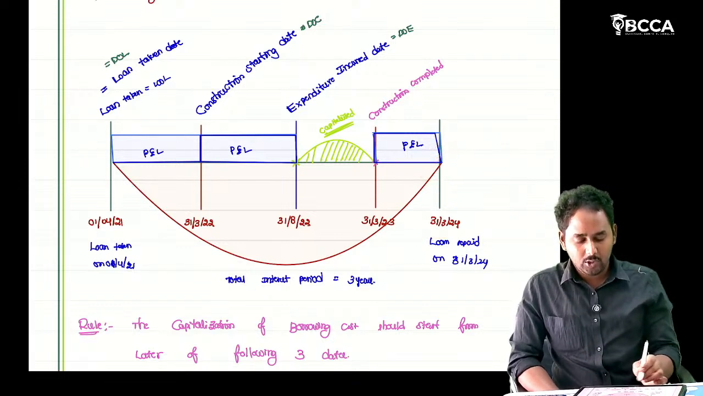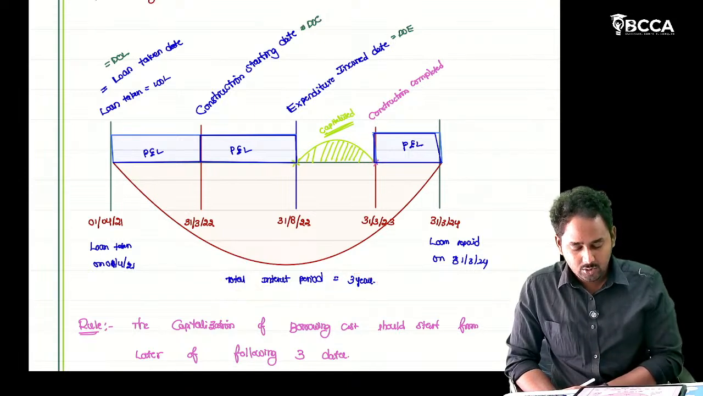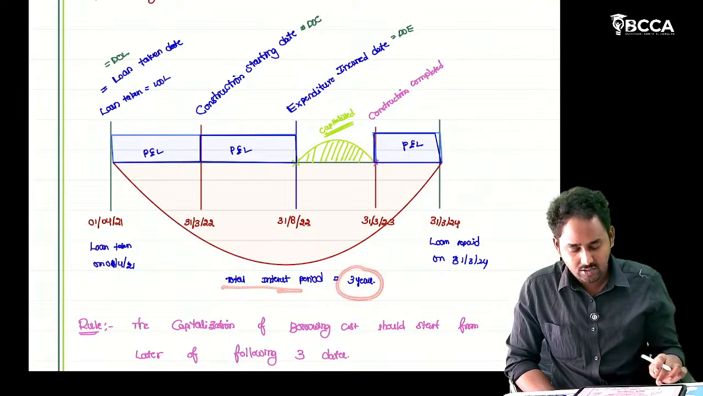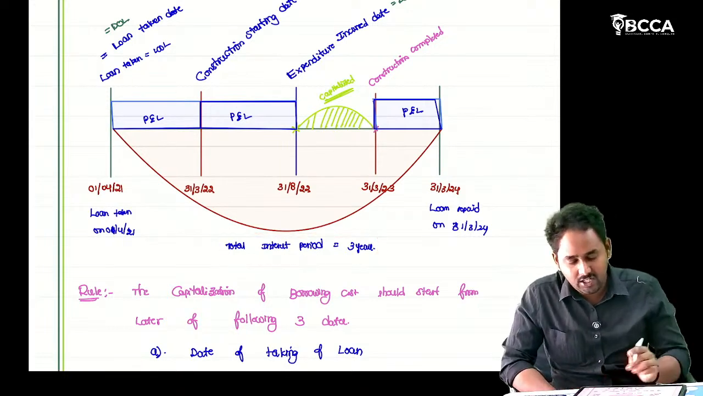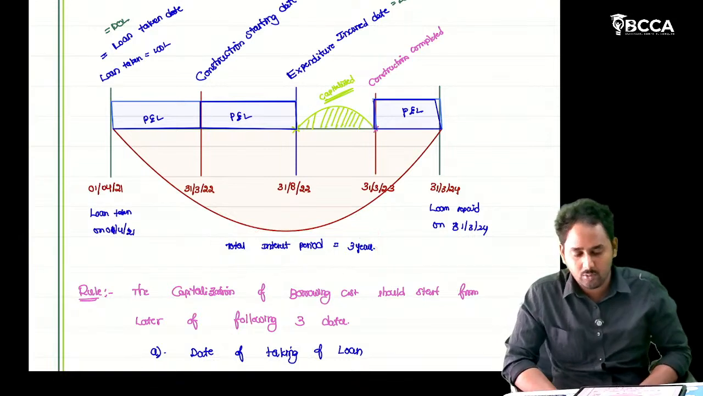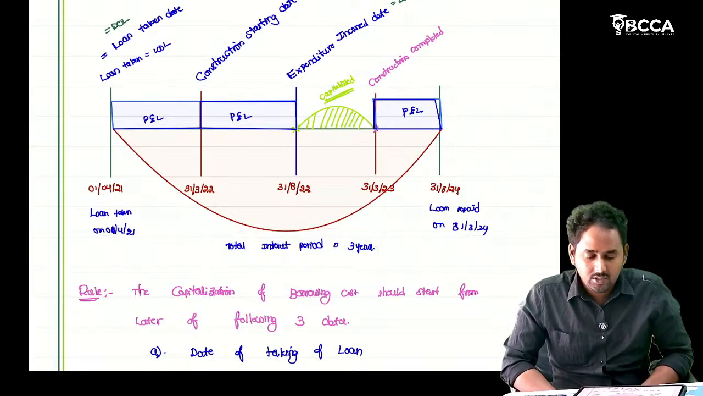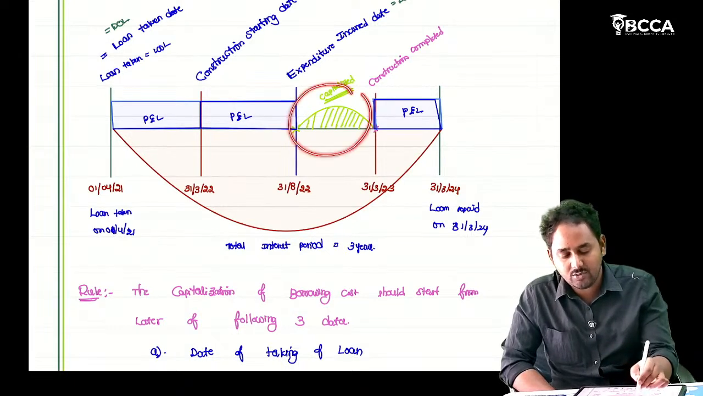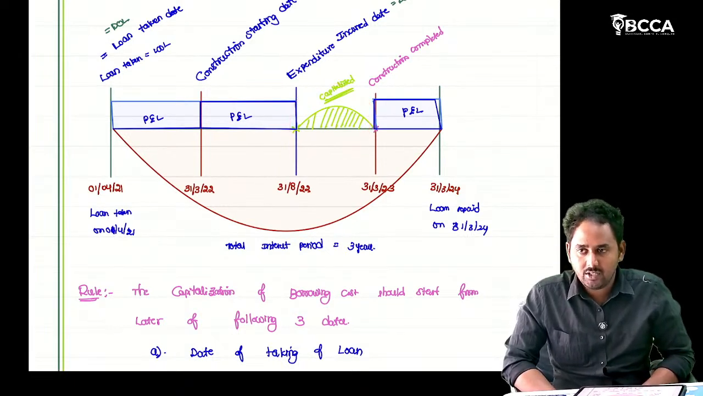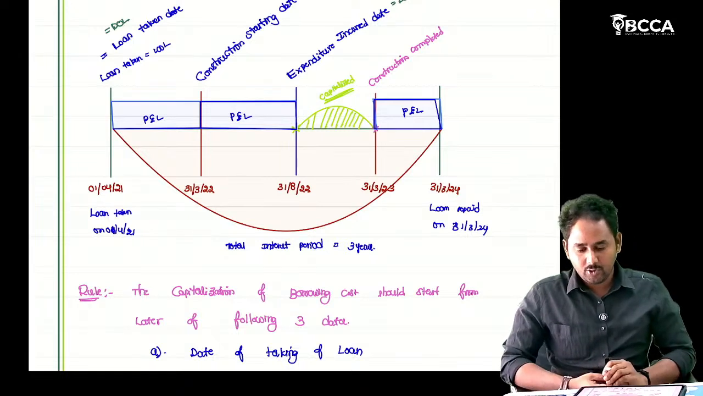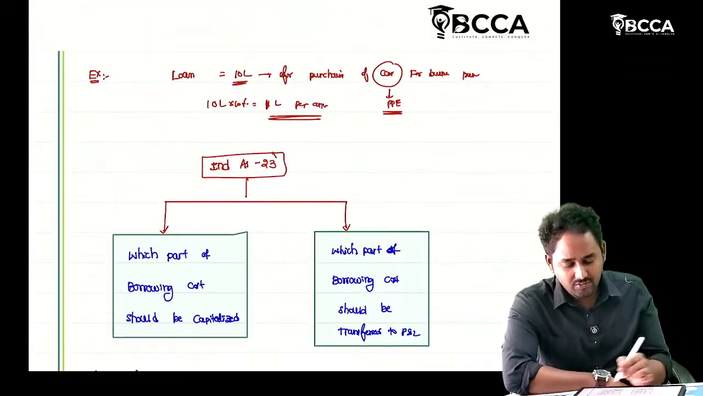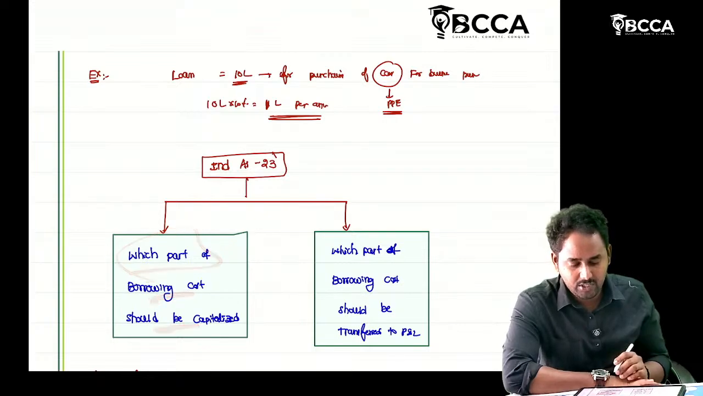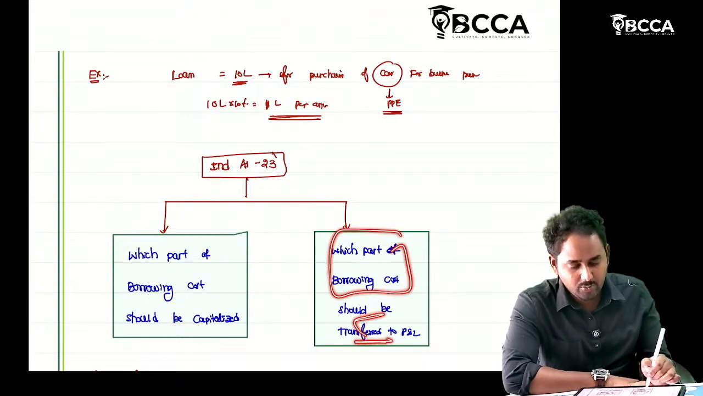So I should pay the total interest of 3 years. So what is the total interest period? 3 years. Out of these 3 years, generally interest should be transferred to P&L. Can I transfer the entire 3 years interest to the P&L? No. Some period part of the interest should be capitalized, remaining interest should be transferred to P&L. Let's see which part of the borrowing cost should be added to the cost of the asset. The main objective of Ind AS 23 is which part of the borrowing cost should be capitalized, and which part should be transferred to P&L.